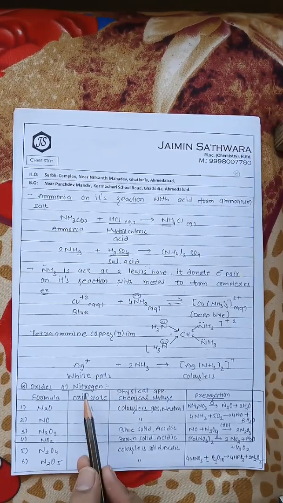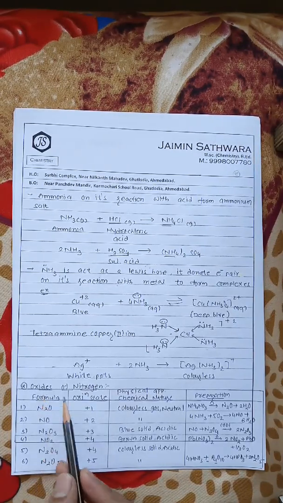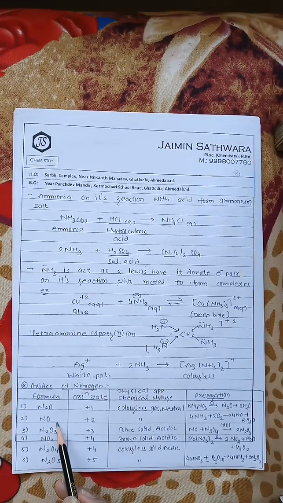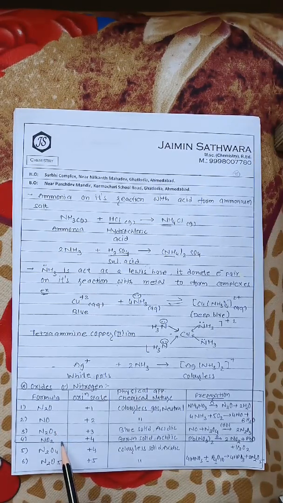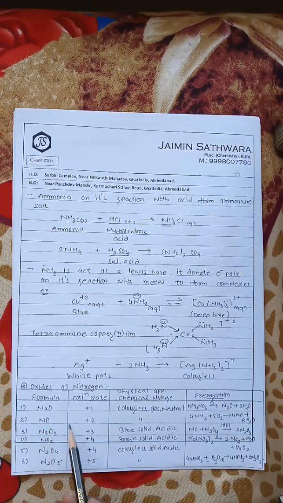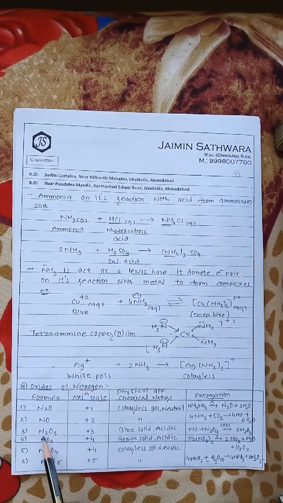Students, now nitrogen on its reaction with oxygen forms various types of oxides of nitrogen like N2O, NO, N2O3, NO2, N2O4 and N2O5. This N2O is called nitrogen 1 oxide, NO nitrogen 2 oxide, N2O3 nitrogen 3 oxide, NO2 nitrogen 4 oxide, N2O4 nitrogen 4 oxide and N2O5 nitrogen 5 oxide.